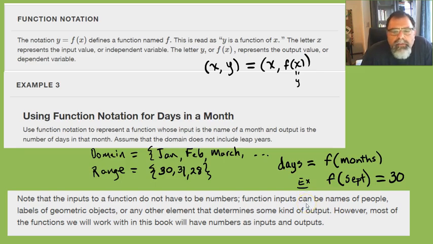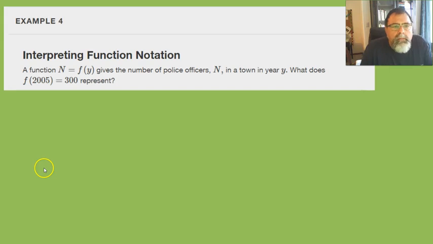And then the relationships, how do you relate? That's why it's called a relationship. Items from one set to the other set, okay? And to become a function, remember, every input value can only have one output value. That's the key, okay? But in math, typically we're going to just deal with numbers. However, most of the functions we will work with in this book will have numbers as both the inputs and the outputs.